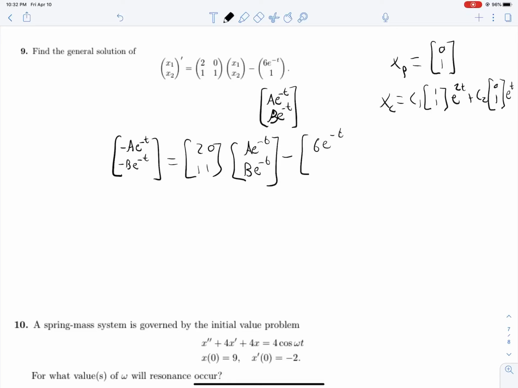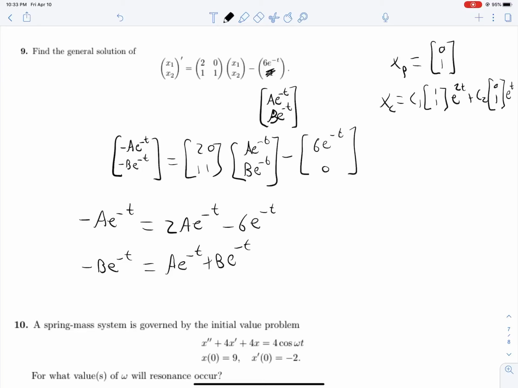And remember, since we're doing this in halves, this 1 does not really exist for us right now. So solving, we'll have negative a e to the negative t is equal to 2a e to the negative t minus 6 e to the negative t. And our second equation, minus b e to the negative t is equal to a e to the negative t plus b e to the negative t, and that is it. In fact, before I do any of that, I'm going to get rid of all of these e to the negative t's because all of our terms have them.